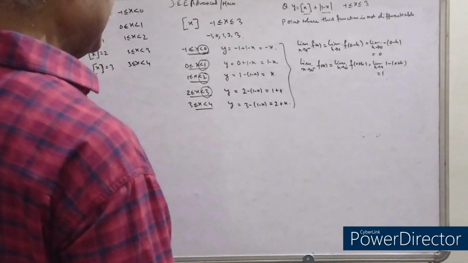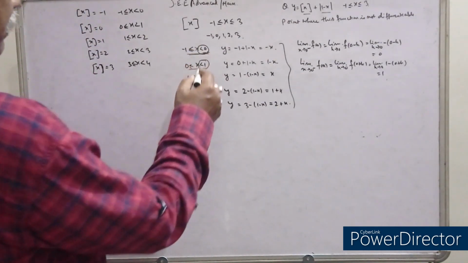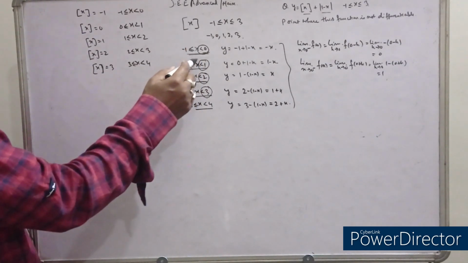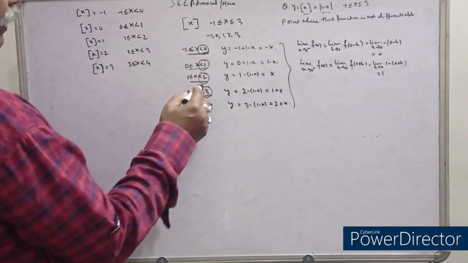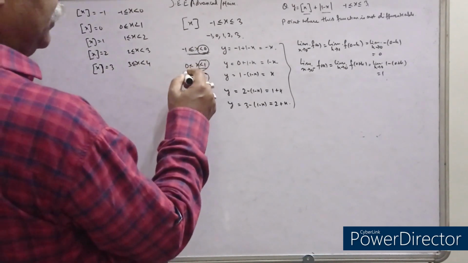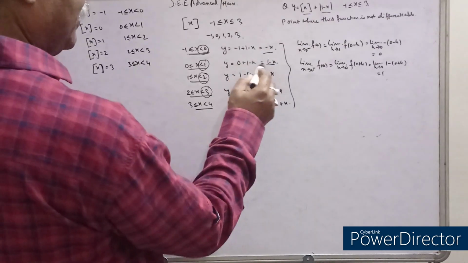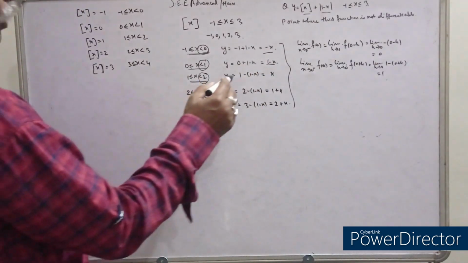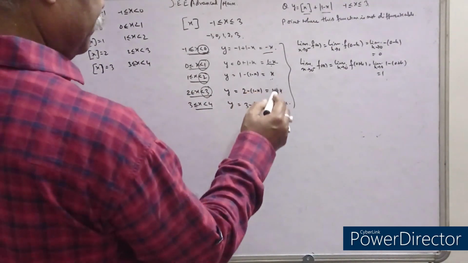So here you see that at points 0, 1, 2 and 3, these are the turning points, meaning these are the testing points. And we see that at 0 they follow two graphs. The left hand side graph is this, the right hand side graph is this. At 1 also this and this, and for 2 this and this.